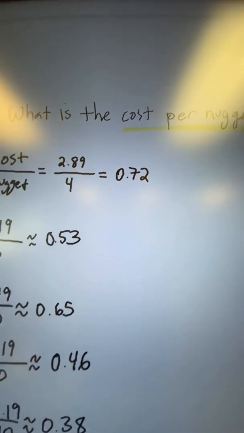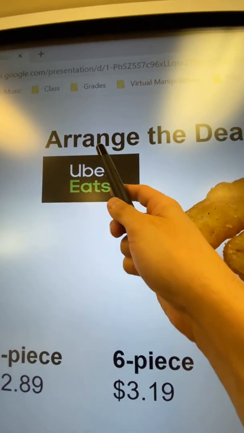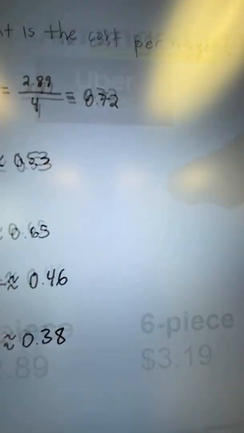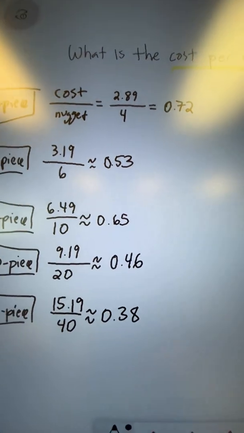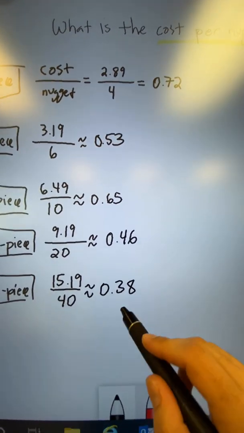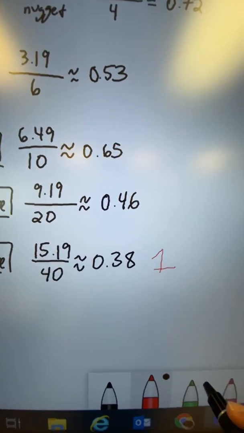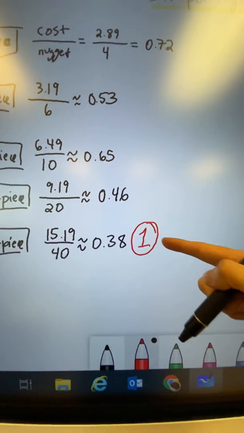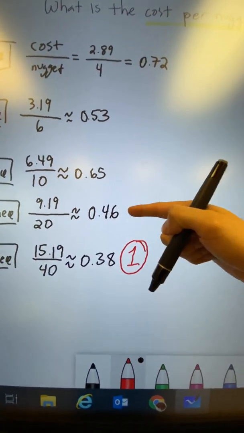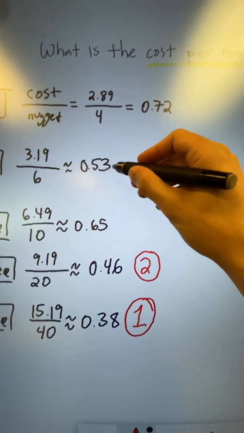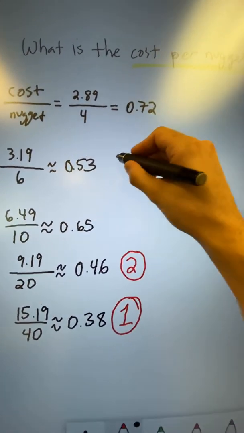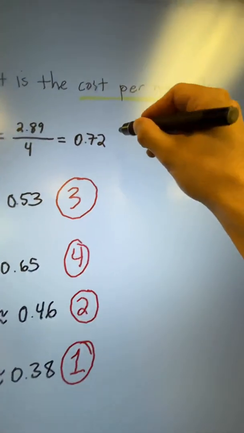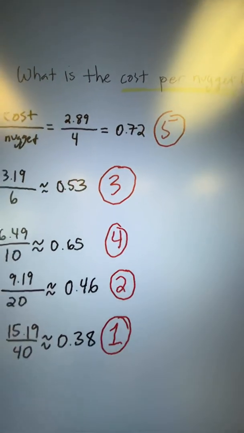So to answer the question, the prompt was to arrange the deals from best to worst. Well, the best one is going to be the cheapest cost per nugget. If I look at these, I can see that this is number one. That's the best. Number two, after this one, would be 46 cents. The third best would be the 6-piece, which is 53 cents. Then we have the 10-piece, which is the 4th best. And the last one, the 5th best, would be the 4-piece nugget.